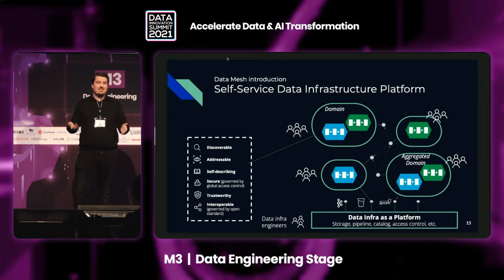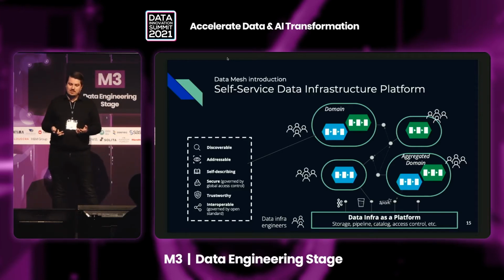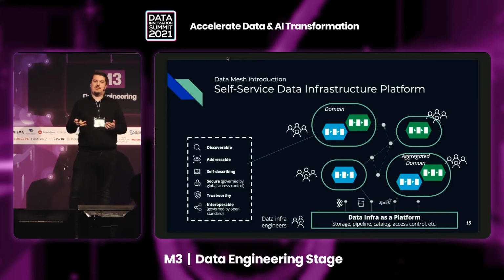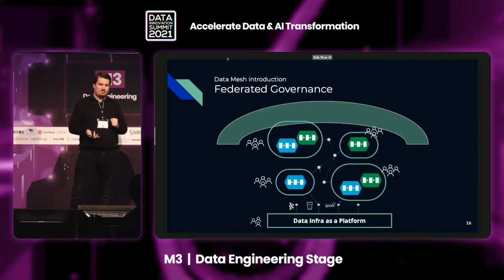The data needs to be self-describing, which is again a combination of the people putting in the necessary information, but also providing the platform capability to actually ease that journey. The data needs to be secure, the data needs to be trustworthy, and last but not least, the data needs to be interoperable. And to address exactly that part, I'm jumping to the last big pillar, which is federated governance.